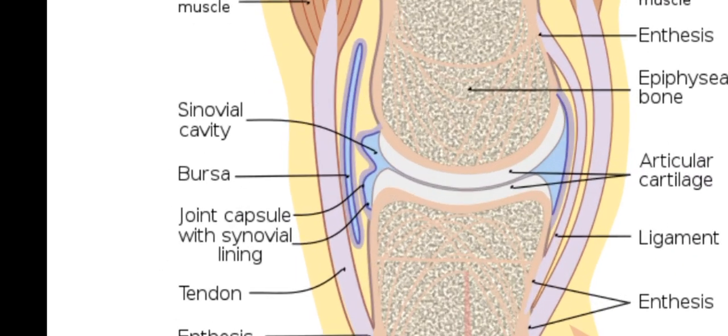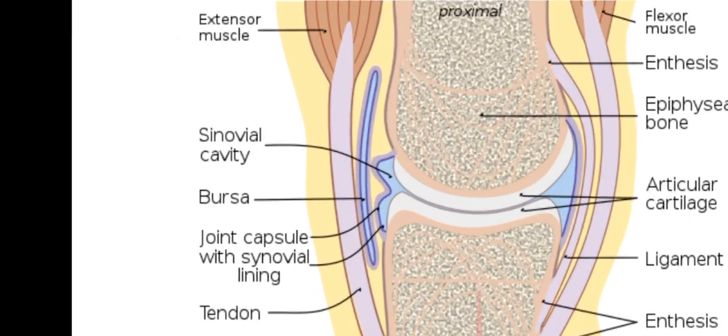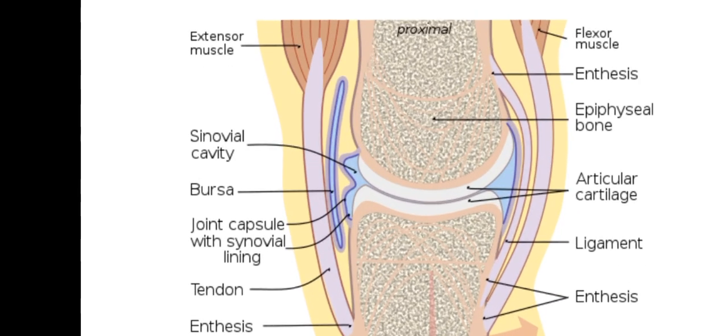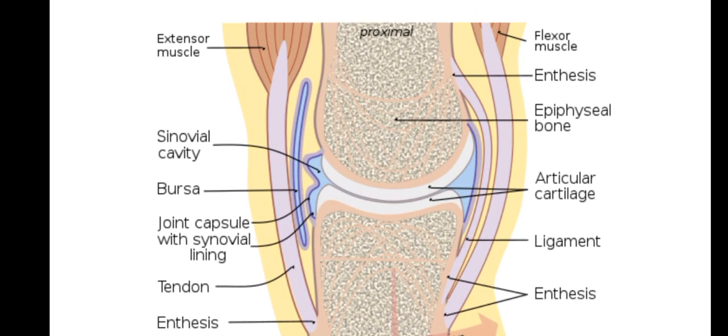You can see the bursa here. You can see the synovial cavity. The synovia is like the engine oil of the body, and it helps lubricate the bones. The bones are like the metals of the body. So, you can see this picture.